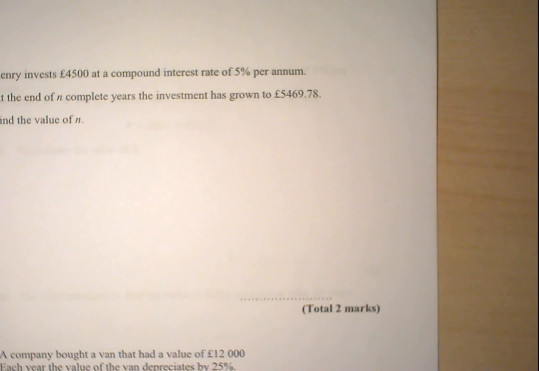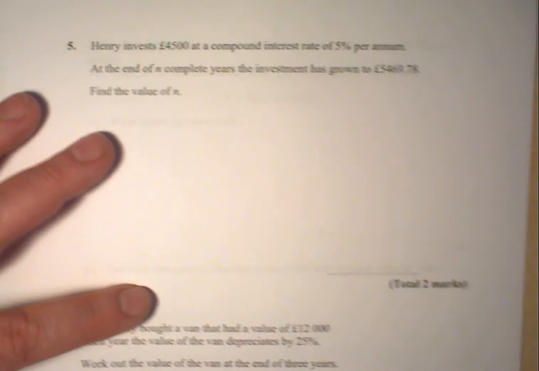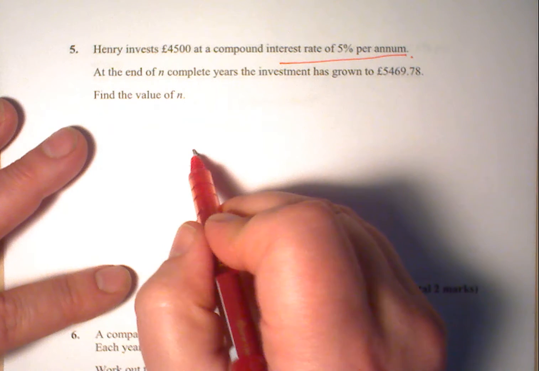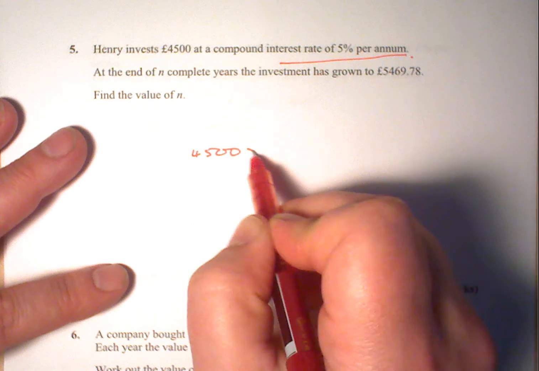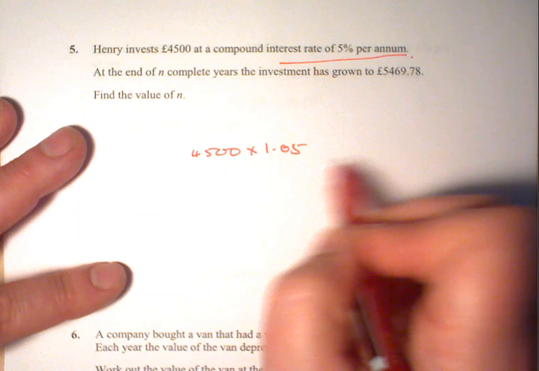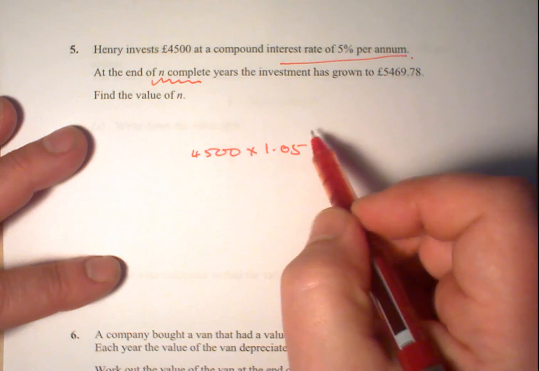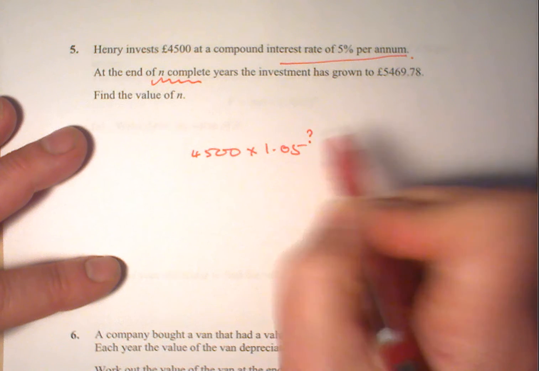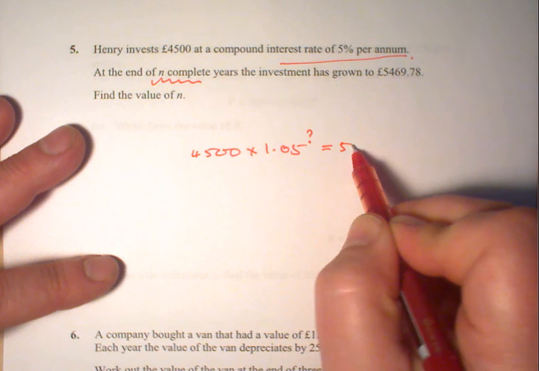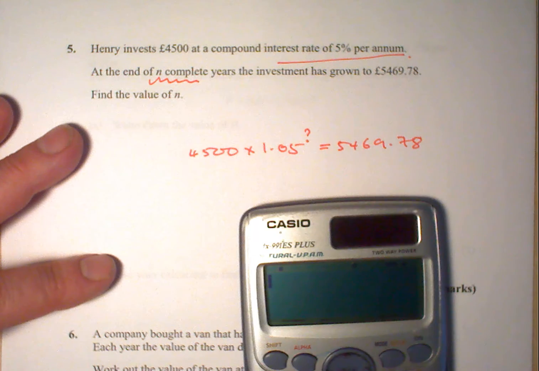Okay, and more questions of a similar kind. Let's try and look for something a bit more unusual. Okay, so here we've got Henry has invested 4,500 at the same interest rate as before, so times 105%, 1.05. But we don't know how many years it took, so we've got a question mark here. And it has grown to this. So all we're going to do is use trial and improvement. Let's just guess.